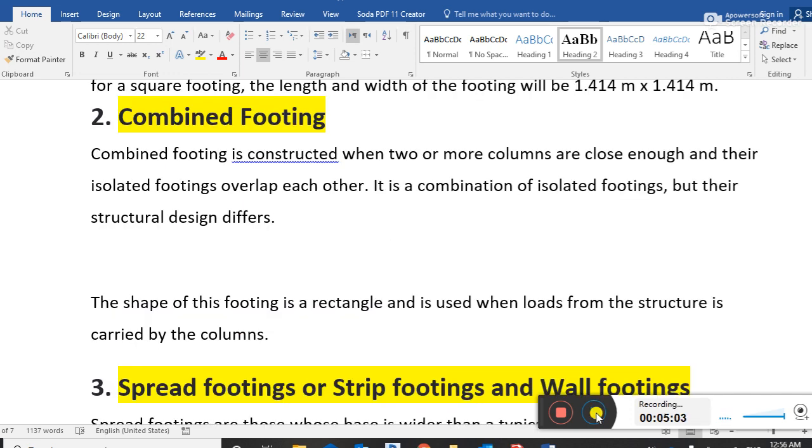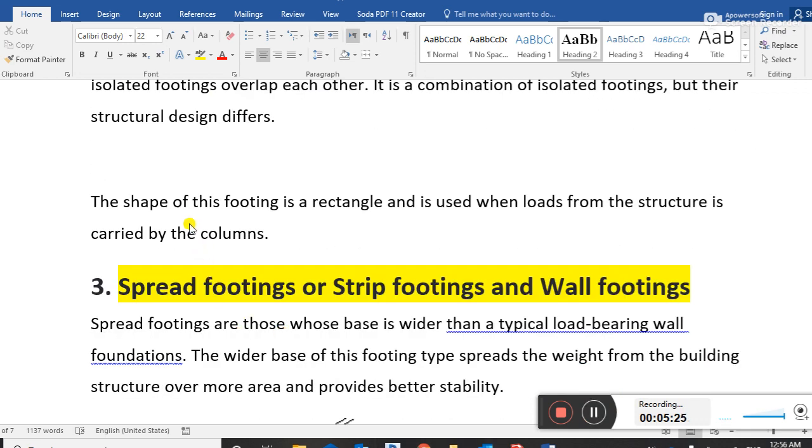Combined footing is constructed when two or more columns are close enough that their isolated footings overlap each other. This is a combination of isolated footings, but their structural design is different. The shape of this footing is a rectangle and it is used when a load from the structure is carried by the columns.